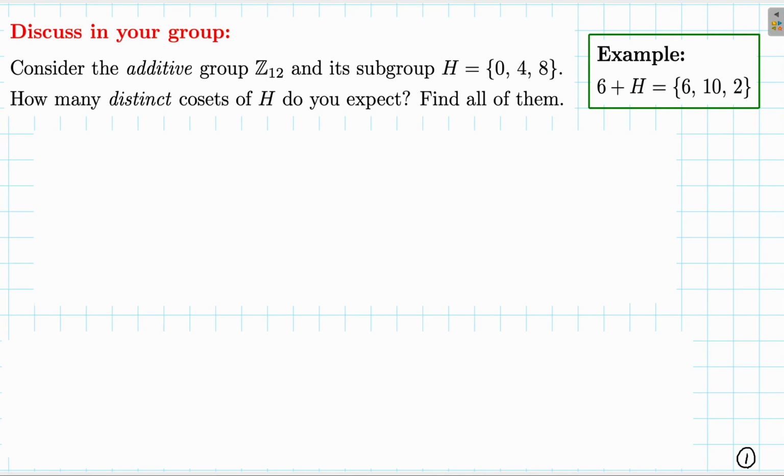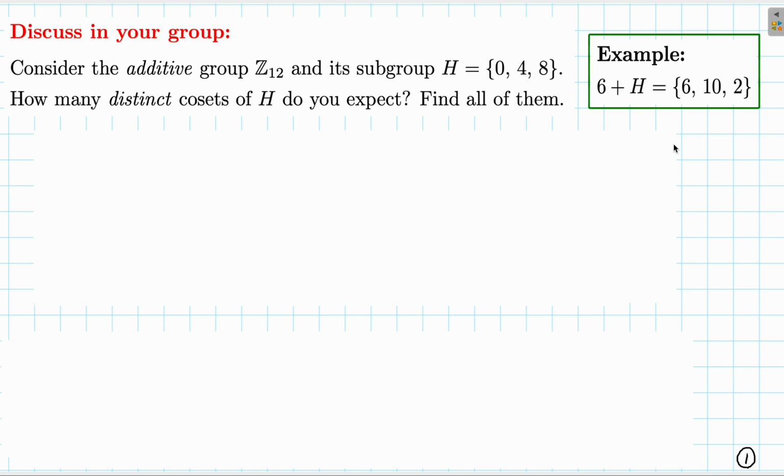Let's start with a review of the notion of cosets from the last lesson. So, consider the additive group Z12 and its subgroup H containing 0, 4, and 8. How many distinct cosets of H do you expect? Find all of them. And as a starter, here is one such coset, 6 plus H, which we obtain by adding 6 to each element of H.